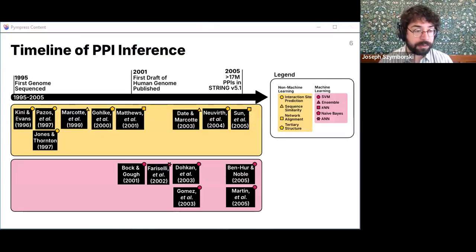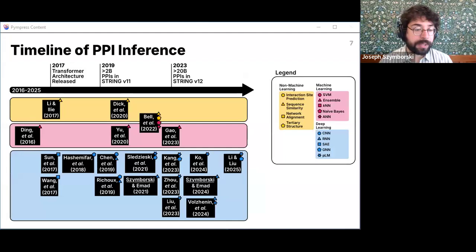I'm not the first person to come up with this idea that it would be useful to have a function to do these things. People have been working on this since at least 1996. At first, researchers employed non-machine learning methods, so they focused mostly on sequence similarity and network alignment. It's the new millennia that brought us the first draft of the human genome, as well as a bunch of data to train models on, and that's when we start to see more supervised machine learning experiments. It's not until 2017 that we begin to see deep learning methods begin to appear, and not until 2023 that pre-trained protein language model use explodes for PPI inference.